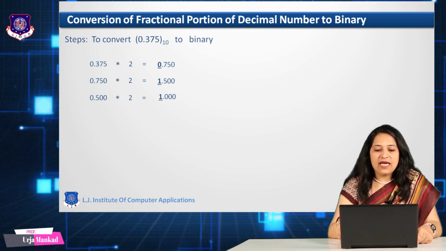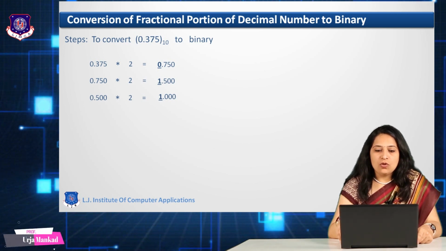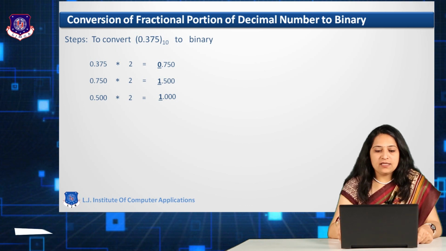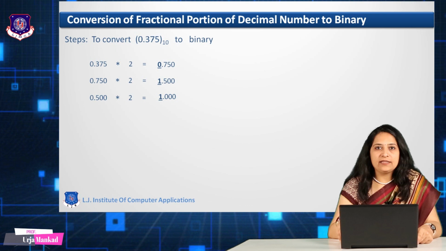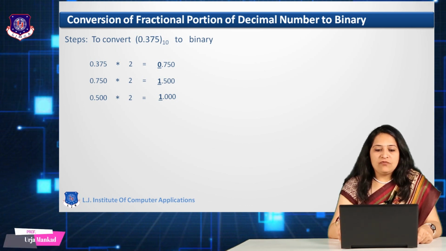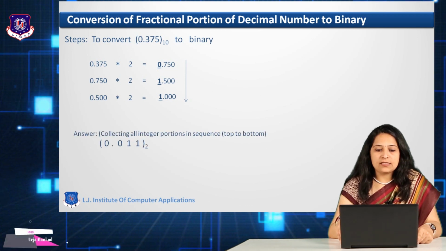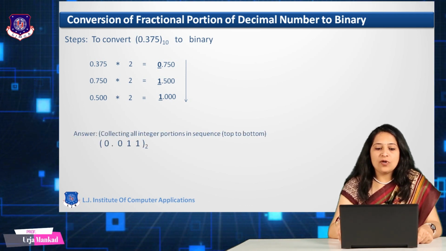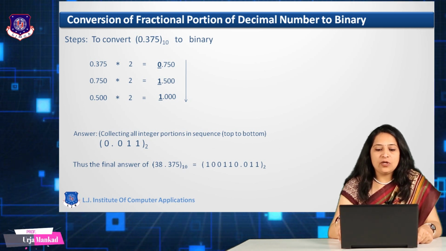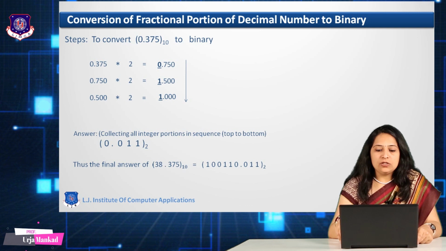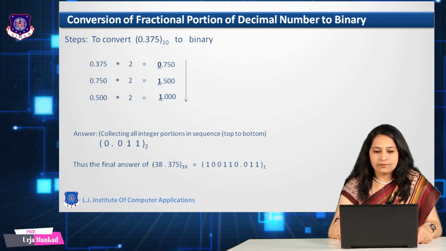Again, repeat the step and we will get as a result 1.000. Finally, we got our answer. Fraction portion is all 0. Now, we have to collect the whole portion for the answer from top to bottom like this. So, our answer is 0.011 and the final answer for 38.375 is equal to 100110.011.